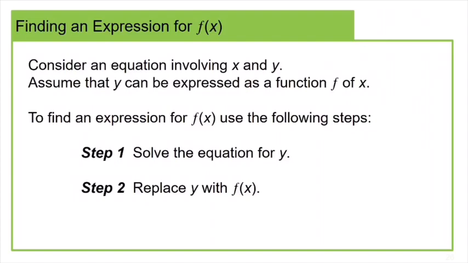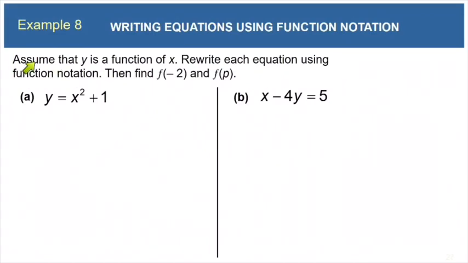Now it's possible to have an equation that is written in terms of x and y and not expressed in function notation. So when that happens, if you need to express the function in function notation, what you can do is just solve for y and then replace the y with f of x. And that's what we're going to do here in example 8. It says, assume that y is a function of x. Rewrite each equation using function notation. So we will solve for y and then replace the y with the f of x label.